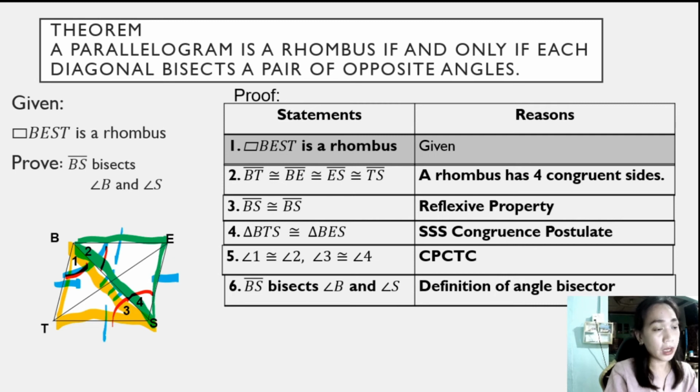Okay? So, ibig sabihin lang nito, let's say, the measure of this angle is 80 degrees. Same with this angle, 80 degrees, because the opposite angles are congruent. So, since meron kang diagonal which binisect yung angle natin, therefore, you have the angle 1 measure 40 degrees, and you have angle 2 also measure 40 degrees. Okay, so let's have the example on this theorem.